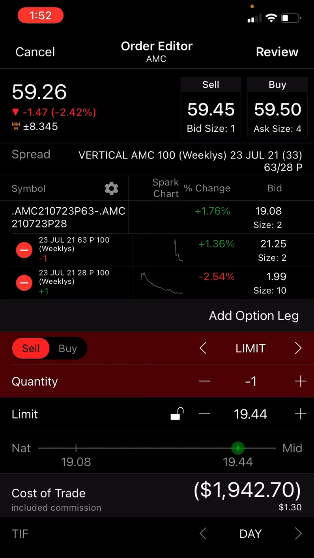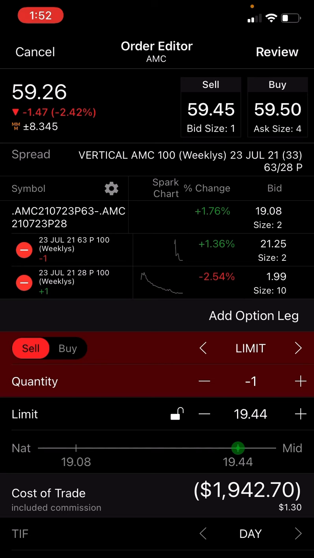You can see it says -1, which means I shorted, basically more short than long. So I receive a credit of 1,942. I didn't receive the full 2,000 credit because I had to pay for that long put for protection, okay? Now, I can't scroll down because it's sensitive information, but you can see it's a credit, not a debit.